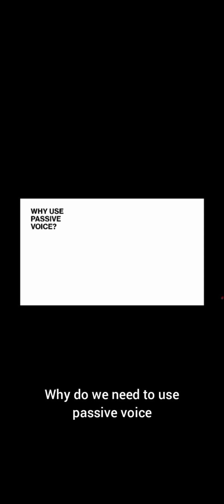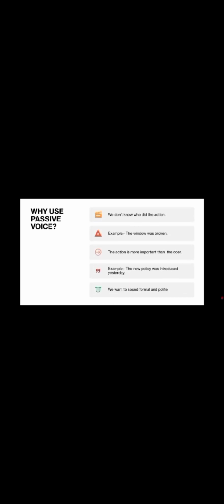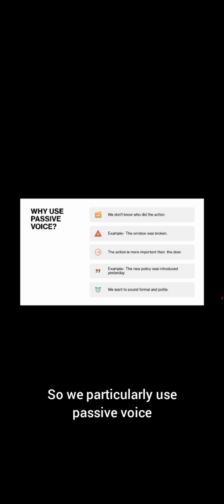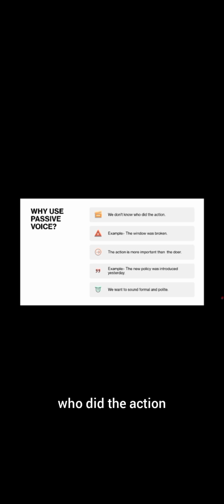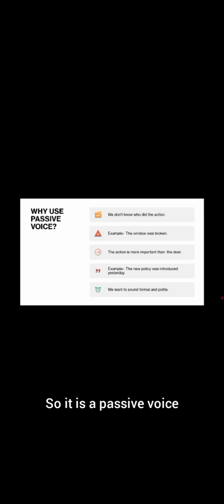Moving forward, we have the concept of why we use passive voice. Why do we need to use passive voice? The first point is that we do not know who did the action. So we particularly use passive voice when we don't know who did the action. The example is: the window was broken. We do not know who did this action, so it is a passive voice.